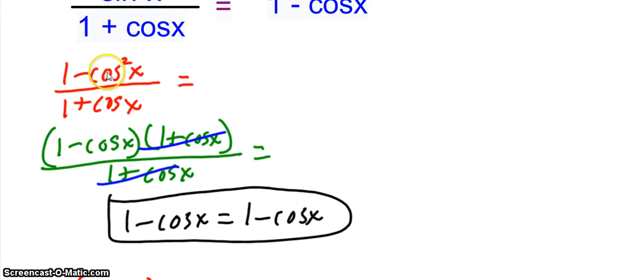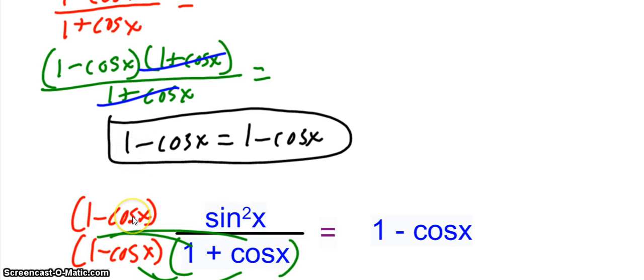So, then 1 minus cosine squared of x is the difference of squares. That factors into 1 minus cosine of x times 1 plus cosine of x. The 1 plus cosines of x cancel, and I get 1 minus cosine of x equals 1 minus cosine of x. I verified my identity. Nice work. I'm proud of myself.